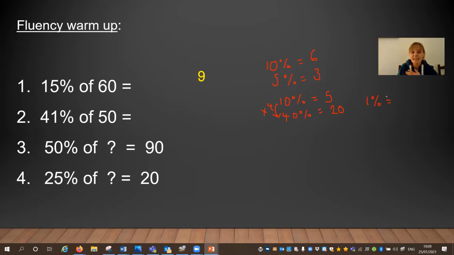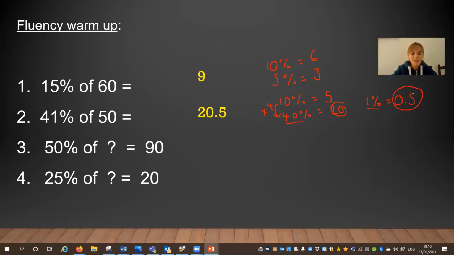Now, if I divide 50 by 100, I'm going to get an answer of 0.5. So what have I got so far then? 40% I know is 20. 1% is 0.5. So if I combine those answers together, I get an answer of 20.5.